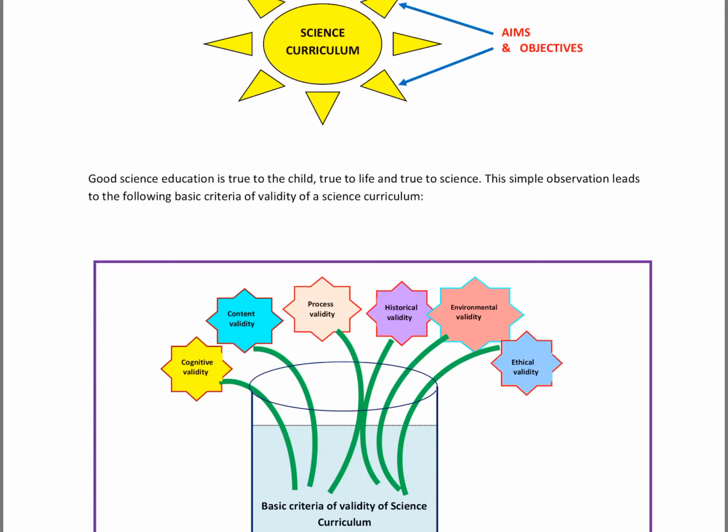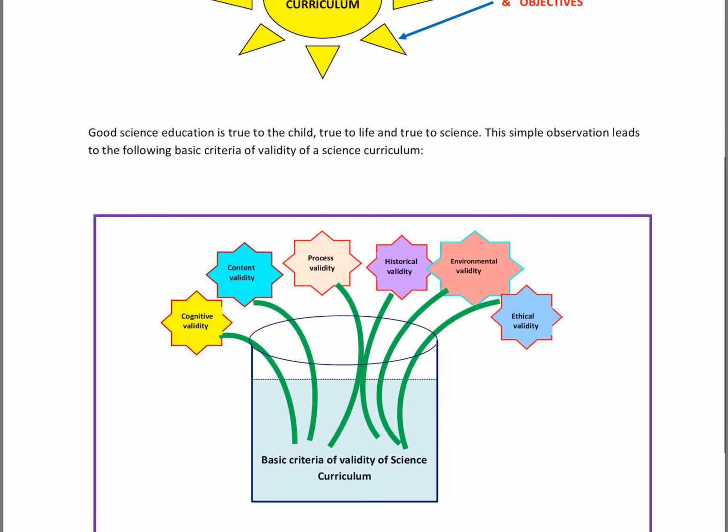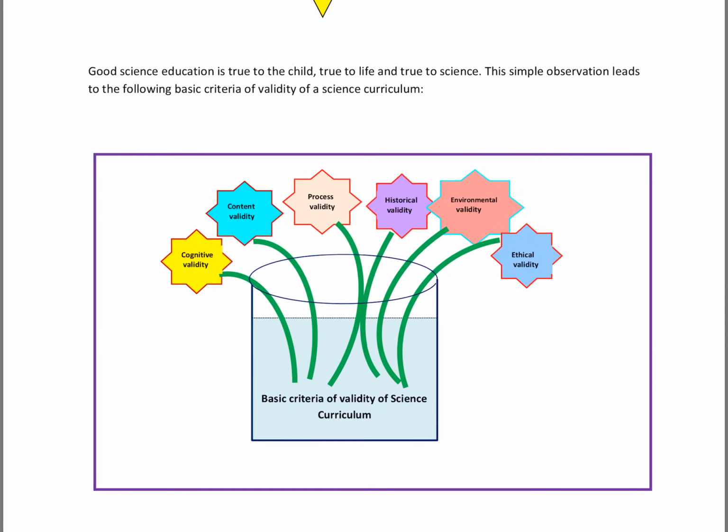So we can say the science curriculum is valid, or rational, or authentic, or genuine if that curriculum has these 6 basic criteria of validity. It was mentioned in the previous classes too, as a part of the second semester. Here, for our general understanding, we'll see this matter once again.